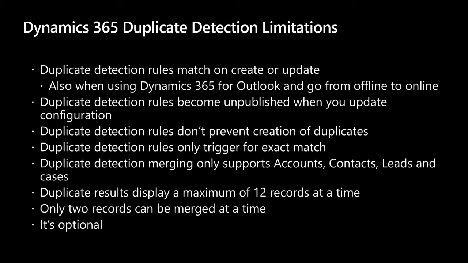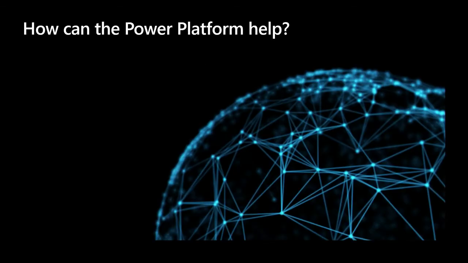And so people can prevent it, but once you have the duplicates, out of the box we have very limited capabilities to merge records. We can merge only contacts, leads, accounts, and cases, if I'm remembering correctly, and you can only merge 2 at a time. So if you have 100 or 1,000 or 10,000 duplicates, it's really challenging to do that. And so, like I said, it's an option. So this is where the Power Platform can really help.